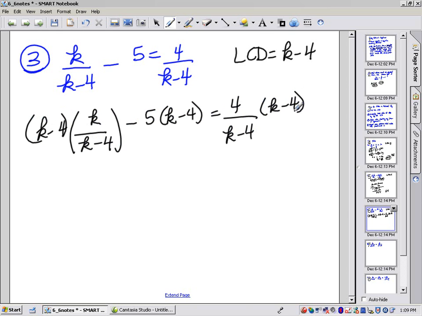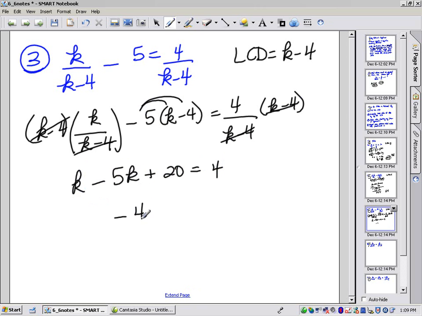So in multiplying through by this, we will eliminate the k minus 4 from the first term to get just k. Now be careful here, we have a minus 5 times k minus 4, so we're going to distribute to get minus 5k plus 20, and that's equal to 4. Combine like terms on the left to get k minus 5k is negative 4k plus 20 is equal to 4.